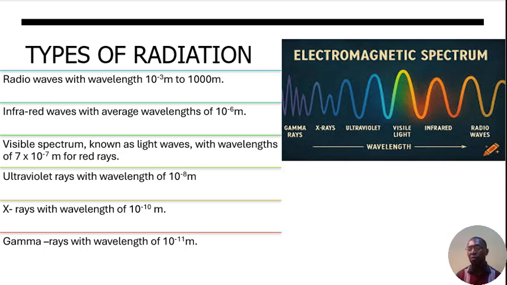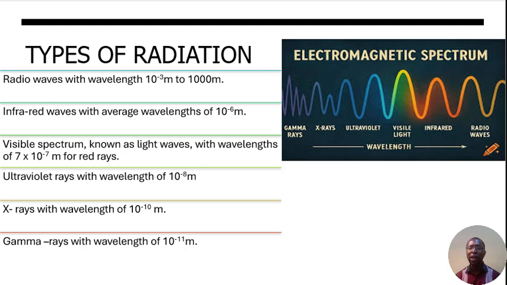It has the wavelength of 7 times 10 to the power minus 7 meters. And then the ultraviolet rays, which have a wavelength of 10 to the power minus 8 meters. We have the X-ray as well, with a wavelength of 10 to the power minus 10 meters. And the gamma ray with a wavelength of 10 to the power minus 11 meters. You can see it is arranged from the lowest wavelength to the highest wavelength, where gamma ray has the least wavelength and the radio wave happens to be the one with the highest wavelength, as seen in the diagram of the electromagnetic spectrum.